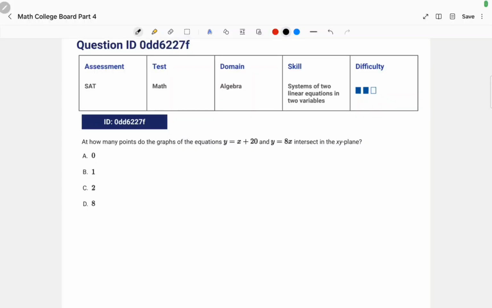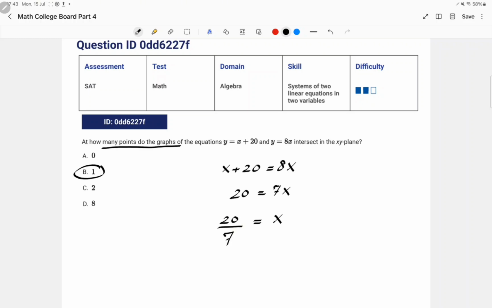So in this question, we're supposed to be finding at how many points the graphs intersect. If you're able to have two graphs intersect, that means you must be equalizing their equations to each other. And right now I'll get 7x is equal to 20. X equals 20 over 7. Because I was able to find a single x value, that means I have one solution.